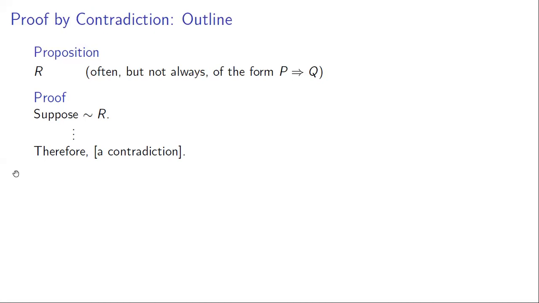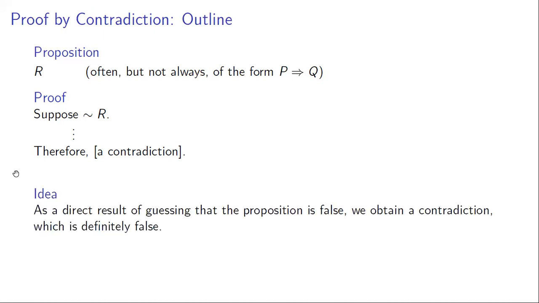So what's the logic behind this? Here's the idea. As a direct result of guessing that the proposition is false, we obtain a contradiction, which is definitely false, right? But in math, there cannot be anything false. So the proposition must be true, because when we guess that the proposition is false, that led to something that was false. So the proposition itself must be true, because if we assume that it's false, we get something that is definitely false.